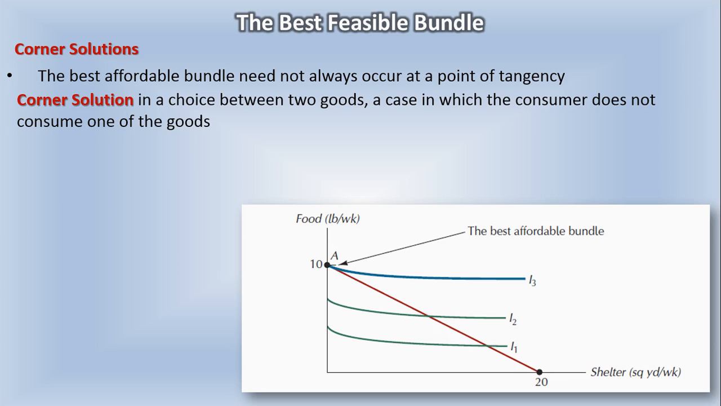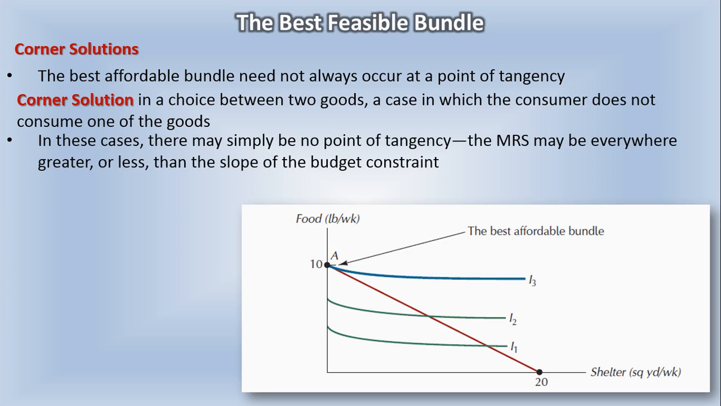In a choice between two goods, it's going to be a case in which the consumer does not consume one of the goods. So in this case, she will prefer to only consume food because of the nature of her preferences, which are embodied in these relatively flat indifference curves. In these cases, there may simply be no point of tangency. The marginal rate of substitution may be everywhere greater or less than the slope of the budget constraint. In this case, it's less.